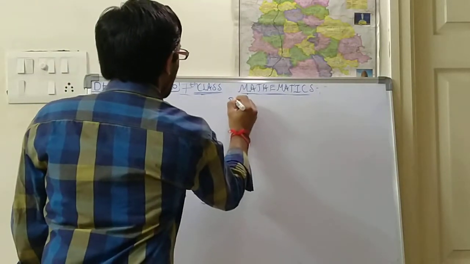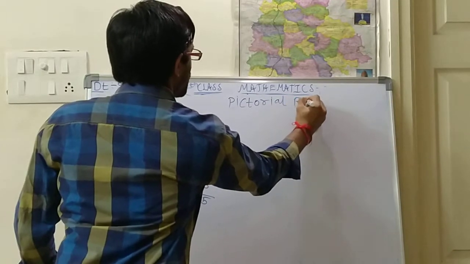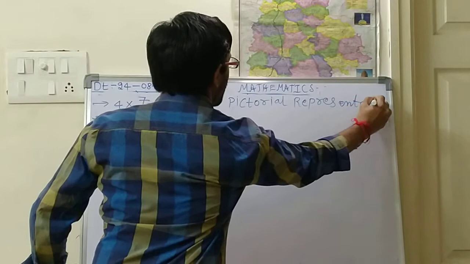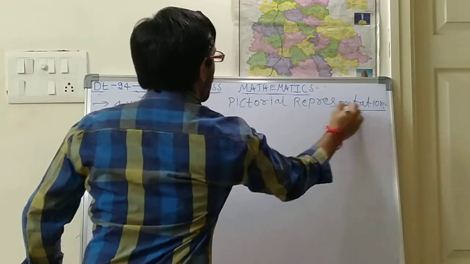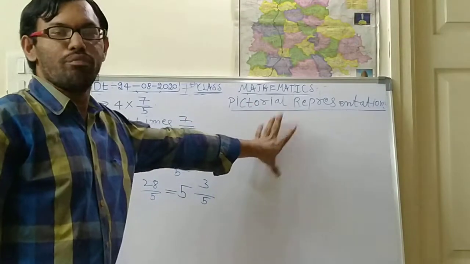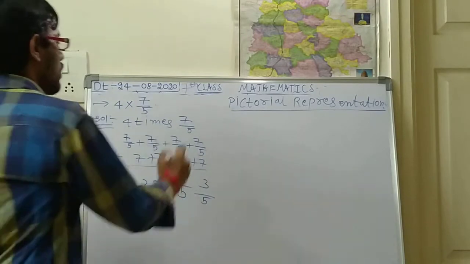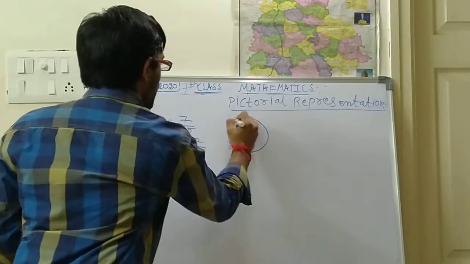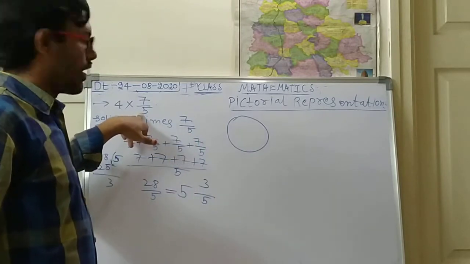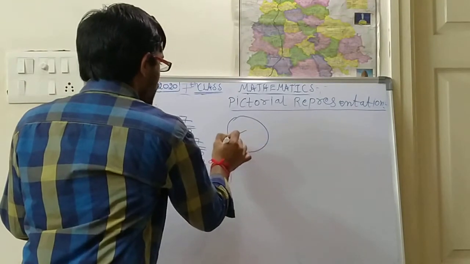Now pictorial representation. This is very important, children. Okay, first you should do this one, afterwards you should do the pictorial representation. So 4 times 7 by 5. So you draw one circle. Okay, in the circle how many parts? 5 parts. So the denominator is 5. So make this into 5 parts.